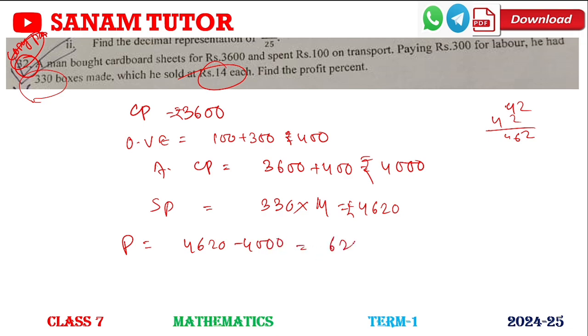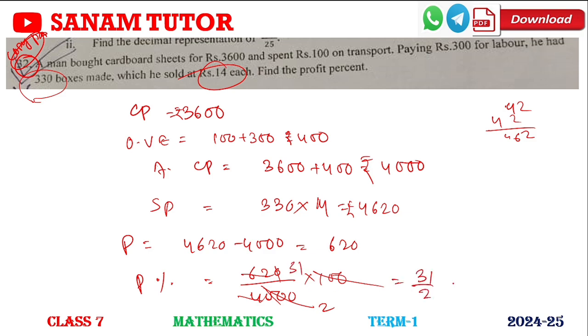So profit percentage equals 620 by CP, that is 4000, into 100. Zeros cancel, zeros cancel, and simplifying gives 31 by 2, that is 15.5% or 15 whole 1 by 2%.